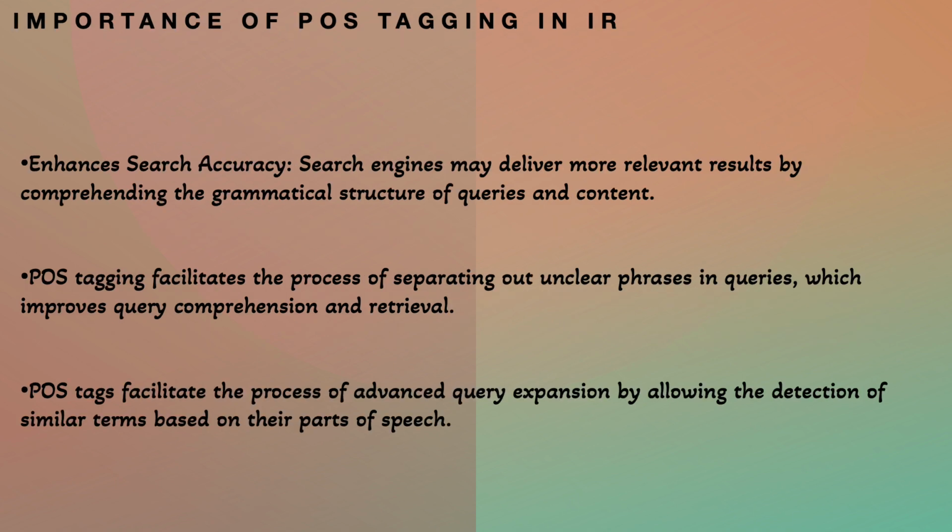Now let's start with the importance of parts of speech tagging in information retrieval. Parts of speech tagging plays an important role in information retrieval by significantly improving the accuracy and relevance of search results. Its importance can be understood through several key aspects. One such aspect is enhancing search accuracy.